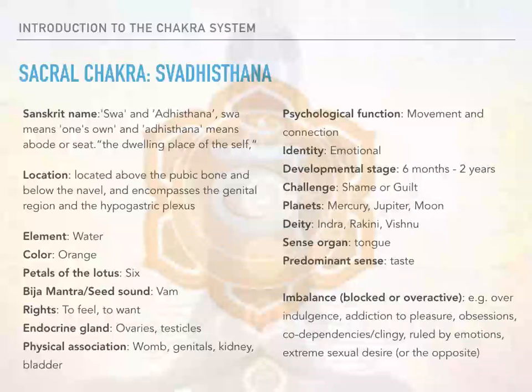healing our bodies. The right of this chakra is to feel and to want. So again, a different energy than the first chakra, which was all about existence, a right to be here. This chakra is all about feeling and wanting and desire. It's connected to your endocrine system, to your ovaries and your testicles. The physical association is your womb, your genitals, your kidney, and your bladder.